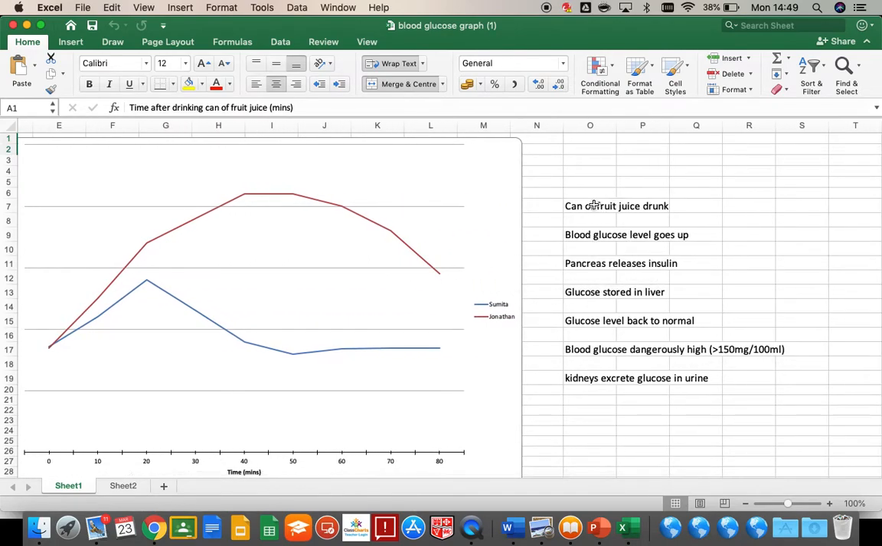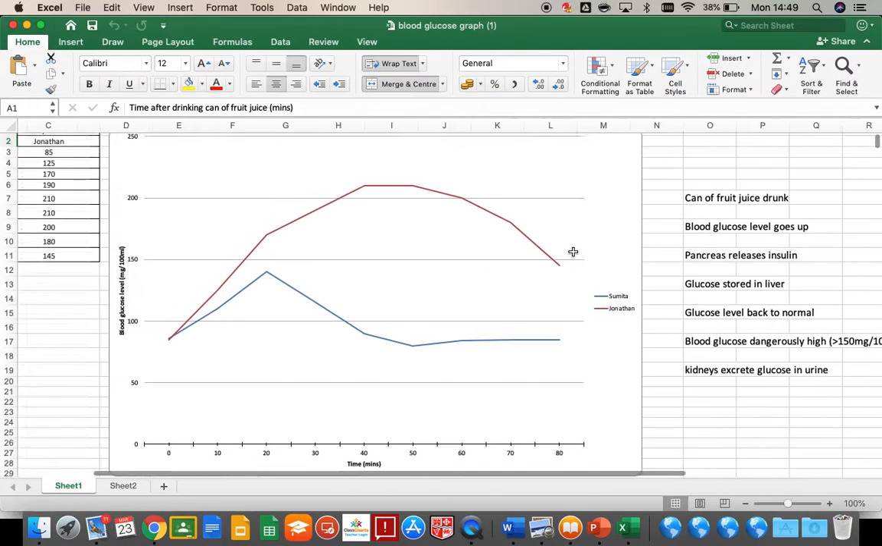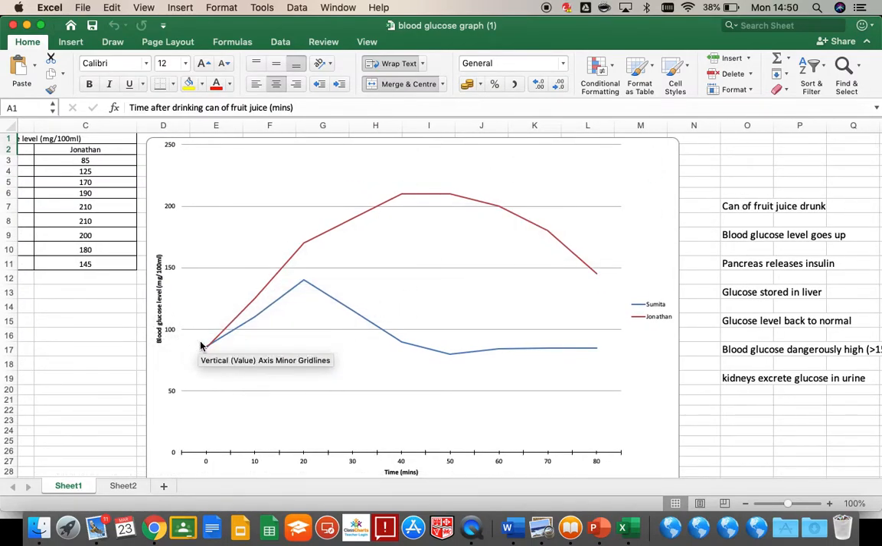What I want you to do is to label the different events on here that cause the blood glucose levels to change. So obviously start off with a can of fruit juice drunk here, and for both of them the blood glucose level goes up. In this patient, the pancreas does release the insulin and causes it to be stored in the liver as glycogen, which brings it back down to normal. However, in this patient here, without the insulin, the blood glucose level has gone dangerously high. In fact, this is the level defined as dangerously high, so you draw a dotted line across there. And finally, what causes the level to drop eventually is when the kidneys actually start excreting it in the urine.